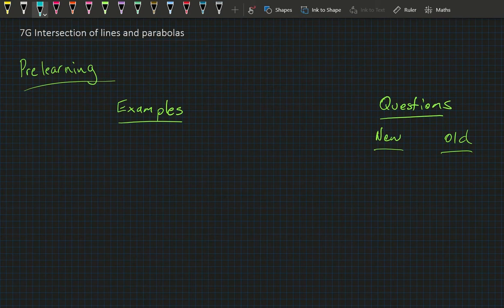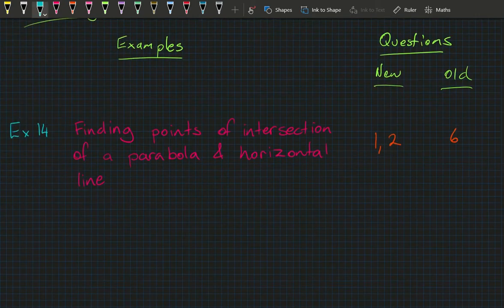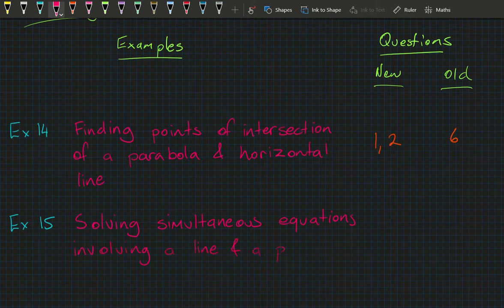In this lesson, your examples and pre-learning will be example 14, finding points of intersection of a parabola and a horizontal line. And your pre-learning for this example will be questions 1 and 2 in the new book and question 6 in the old book. And then we'll do example 15, which is solving simultaneous equations that involve a line and a parabola. And your pre-learning for this example will be questions 3 and 4 in the new book and questions 7 and 8 in the old book.